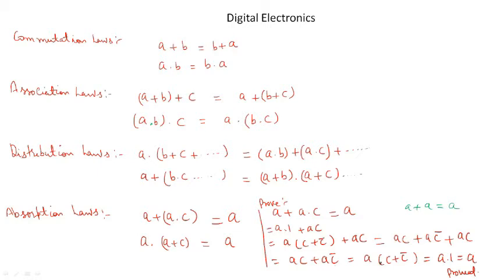Now we can take A common here, so C plus C bar will be 1, and A into 1 will be A. Thus we can prove that A plus A dot C is equal to A, and similarly we can prove A dot (A plus C) is equal to A.